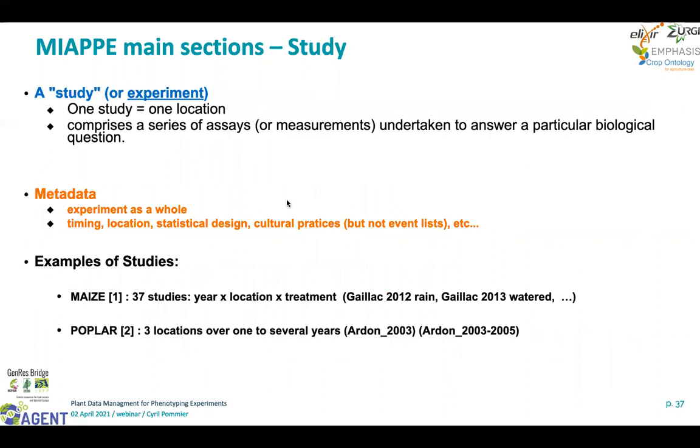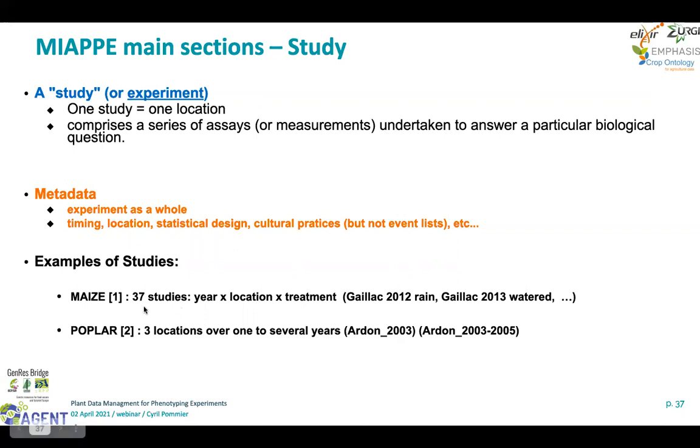Studies. A study or an experiment in the ISA semantics or nomenclature. One study is one location. It comprises a series of assays or measurements undertaken to answer a particular biological question. The metadata of a given study is applied to the experiment as a whole, and it includes timing, location, statistical design, cultural practices, etc. By timing, we mean when does the experiment start and when does it end.